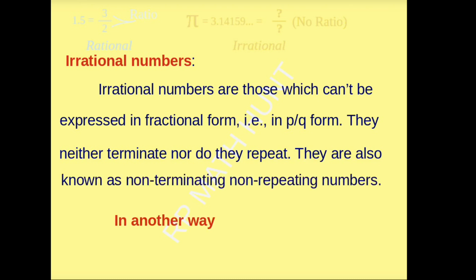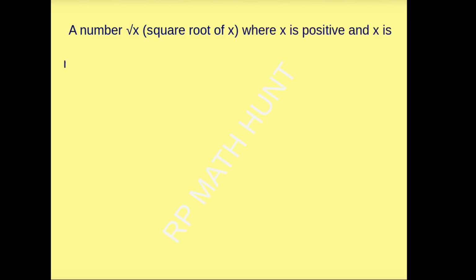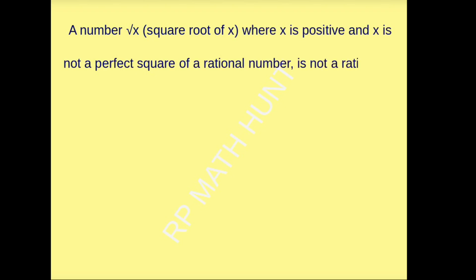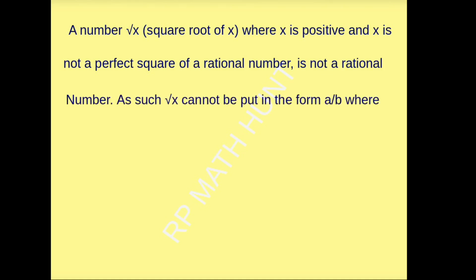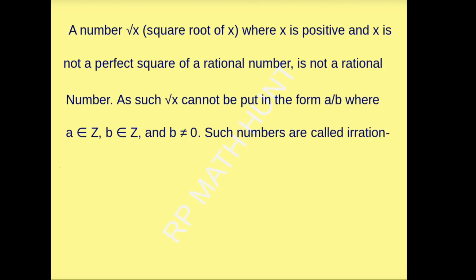In other way, a number root x, square root of x, where x is positive and x is not a perfect square of a rational number, is not a rational number. As such, root x cannot be put in the form of a by b, where a belongs to Z, b belongs to Z, and b is not equal to 0. Such numbers are called irrational numbers.